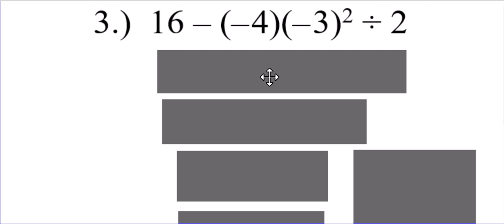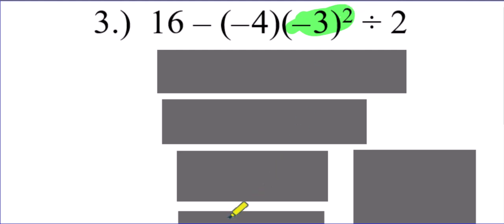Problem number 3. This one's a lot more complex. What are we going to do first? Well, do we have parentheses? Well, kind of. But there's nothing inside the parentheses except for one number here and one number here. So really nothing to do inside of the parentheses. But there are exponents right here. So we're going to do that first.